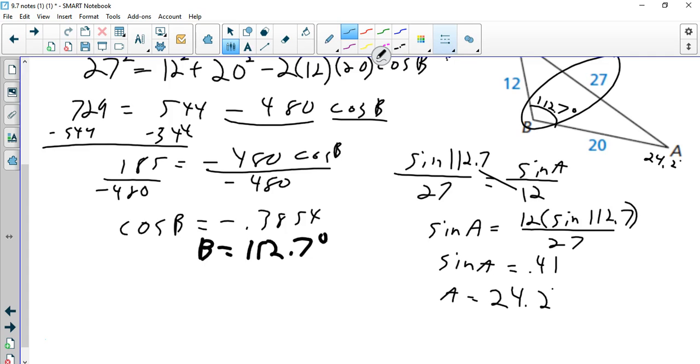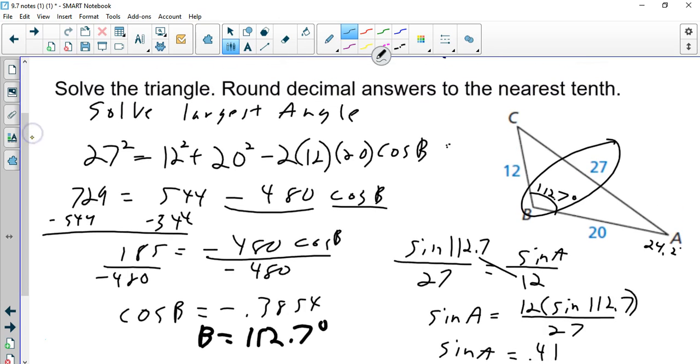And once again, make life easy. No trigonometry, just add those two together and subtract from 180, and you'll find out this is 43.1 degrees.